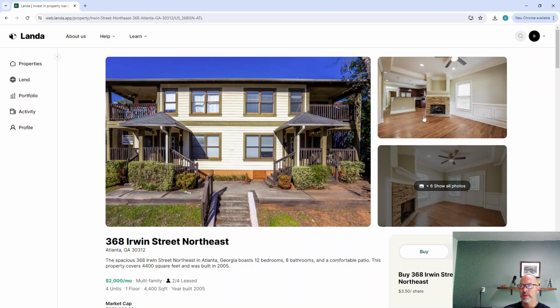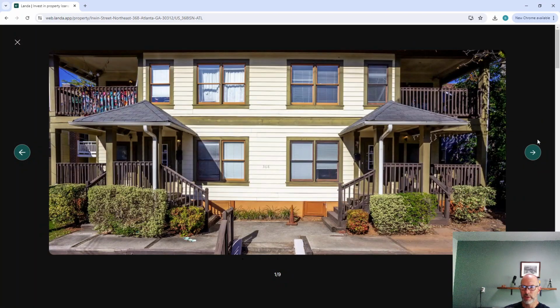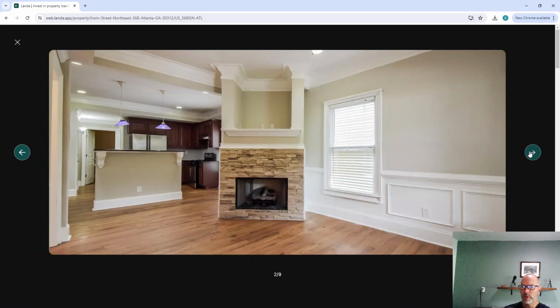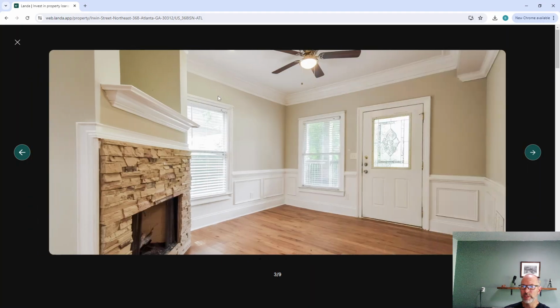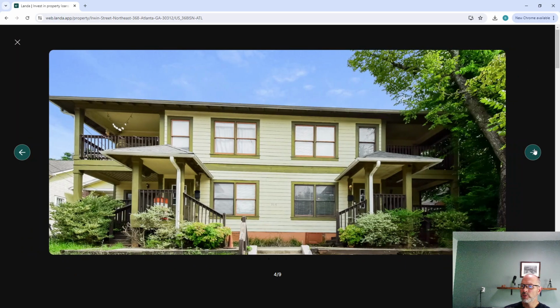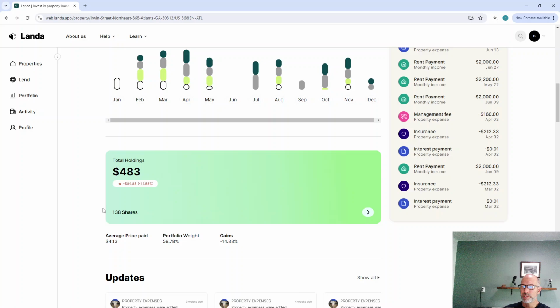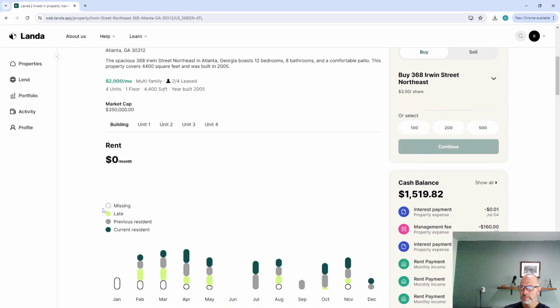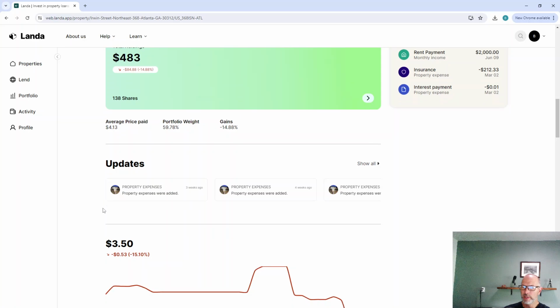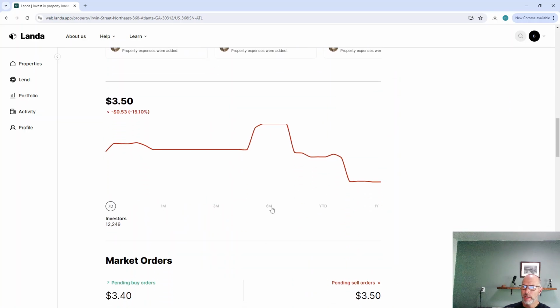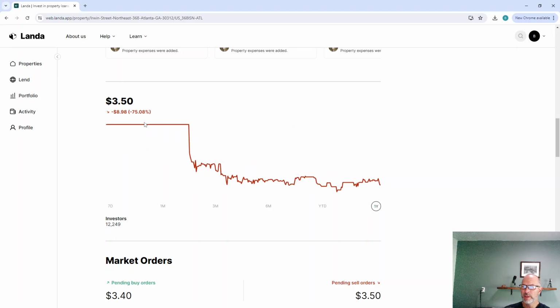It has very nice units. If you look at the pictures, the property is well kept. It looks like it's been recently redone. Everything in here should be a great home for a tenant. When I bought my shares in this property, let me see if I can find that screen here. Here we go. I bought these shares, I started probably back here in October-ish.